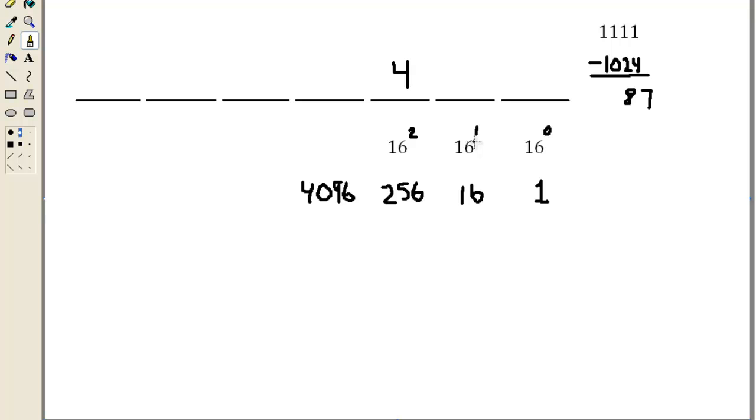Okay, now how many times does 16 go into 87? Well, it goes in 5 times. So we have 5 times, and 5 times 16 is 80, which would leave 7. And that means 7 times 1. So we have 457, which is equal to 1,111 in base 10. And that's pretty much it.